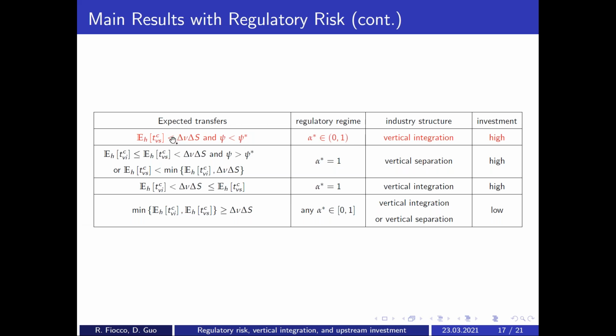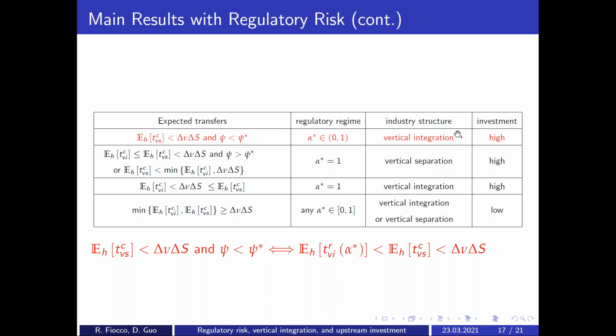Actually, if we focus on these two conditions, they are equivalent to the conditions of the fourth subcase in case 1 with full commitment. But compared to the previous result, okay, the high investment is still provided, but the industry structure is vertical integration instead of vertical separation. So this is a difference. And why can it happen?